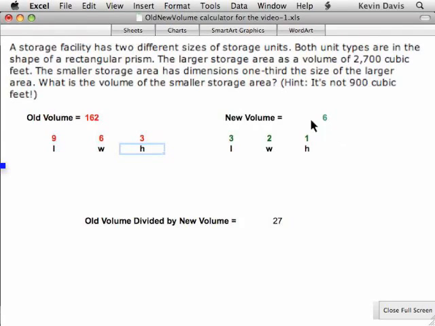So when I divide 162 by 6, I see that the new volume is a 27th of the old volume. Right? If I divide the old volume by the new volume, I get 27. That means I'd have to multiply this new volume by 27 to get the old volume. Or if you want to look at it another way, I would divide the old volume by 27 to get the new volume.